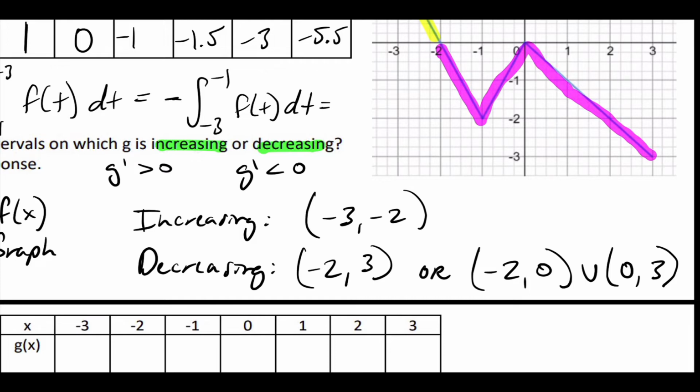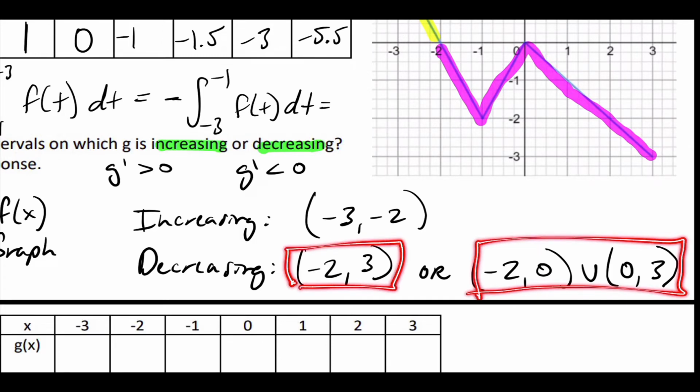Technically, the right answer is the second one, because it is 0 here. 0 is not negative or positive, it's 0. So we shouldn't include it, right? But I think Delta Math does it like this. So if you put this answer in and it marks you wrong, change it to this answer here.